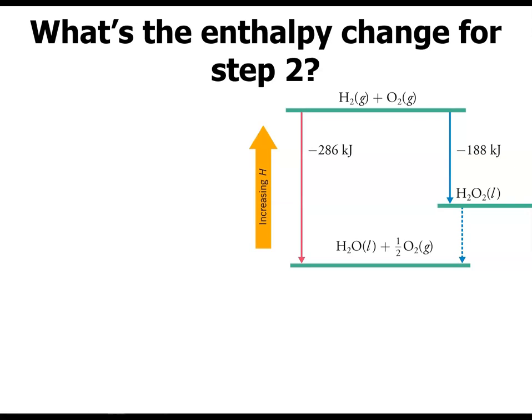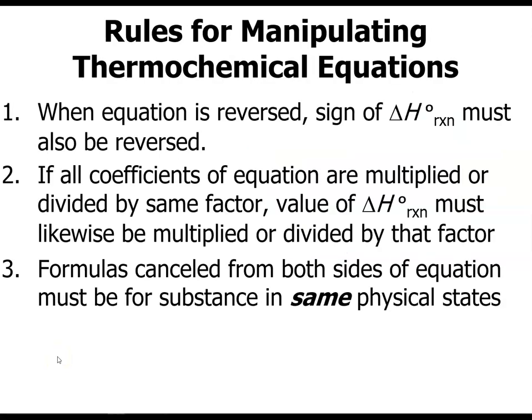In this next part, we're going to discuss the manipulation of thermochemical equations to do various things, and I'll talk to you about them. But this is just the list. So I'm going to read through these, and then we're going to give you examples of what these actually mean. We talked about this already. When an equation is reversed, the sign of the delta H, the enthalpy, must be reversed.